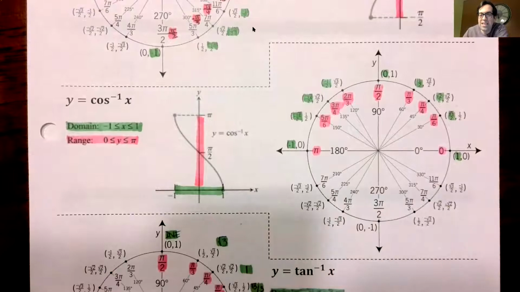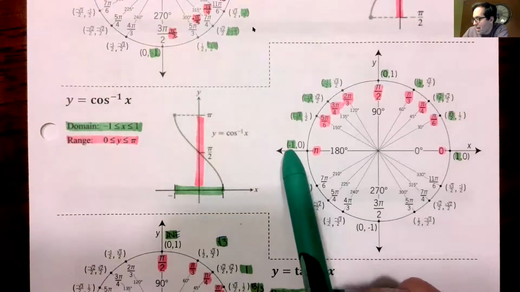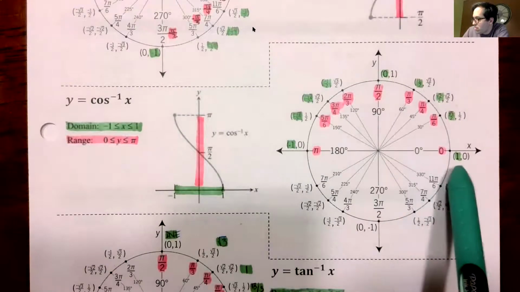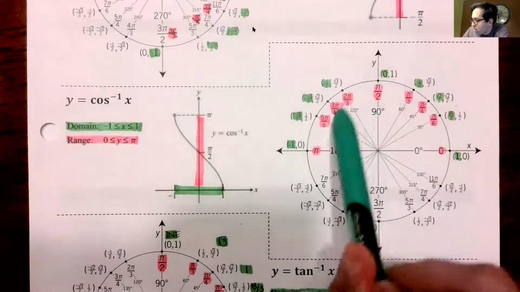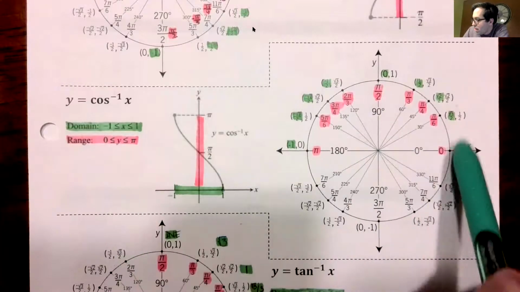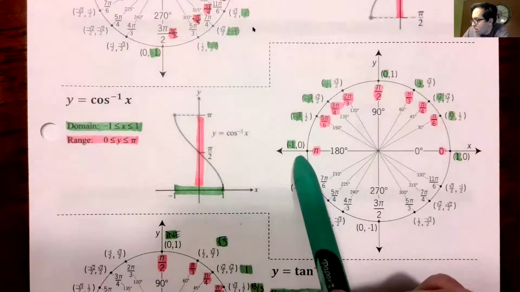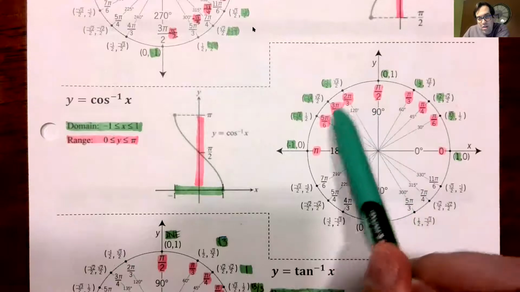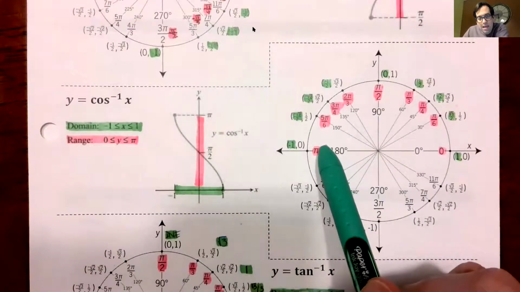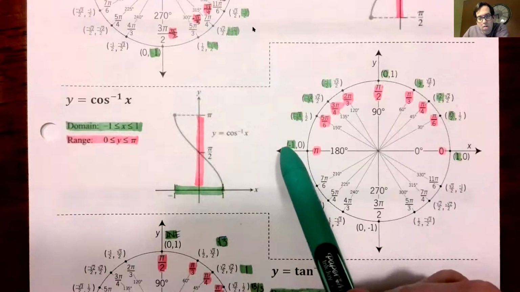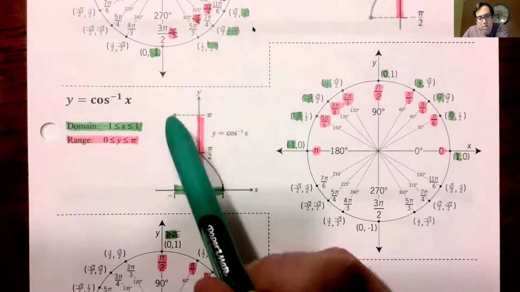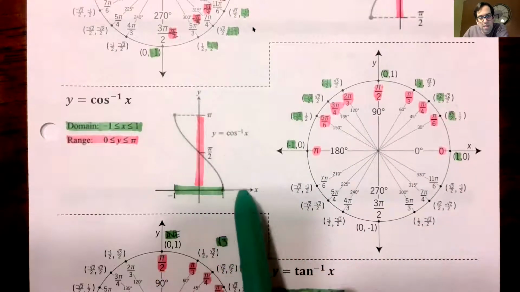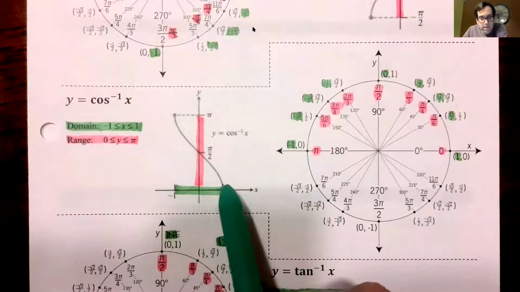Since domain is x values, we're going to highlight the x values on the unit circle. And those x values are going to be when the angle goes from 0 to pi, since that's our range. So I'm going to highlight all of those x values in green. The range this time is actually the angles that are on the unit circle from 0 to pi. And that all plotted together will form this curve. If we plot the green as the x values and the pink as the y values on this graph, all of those points will be on that curve.